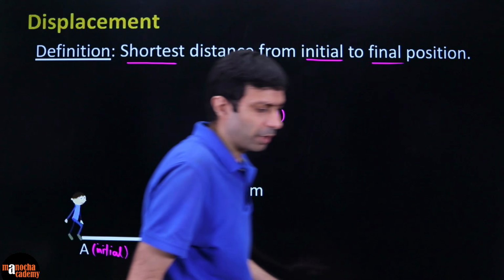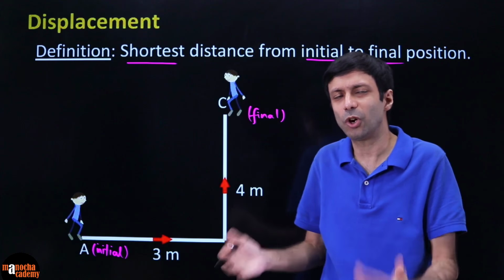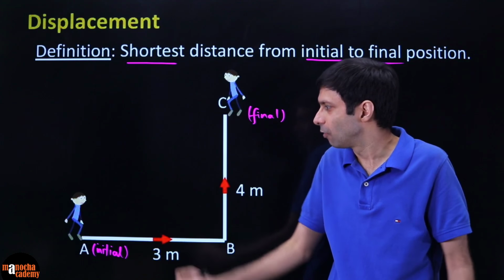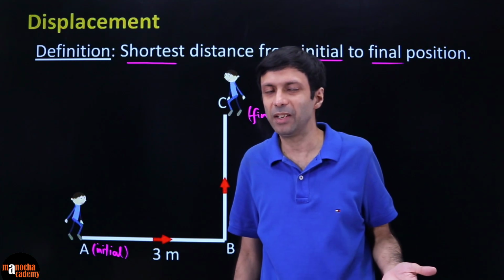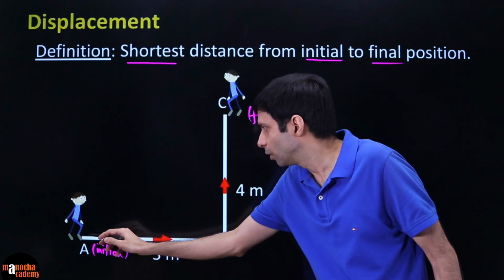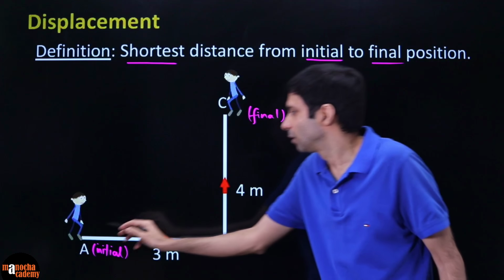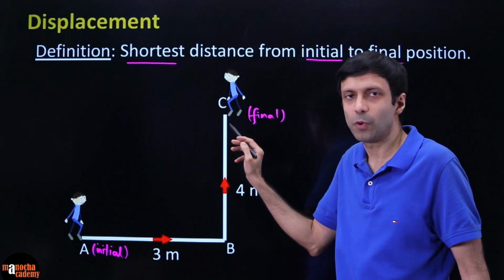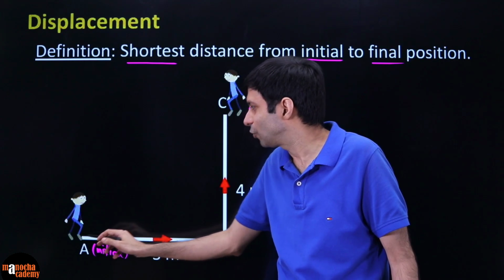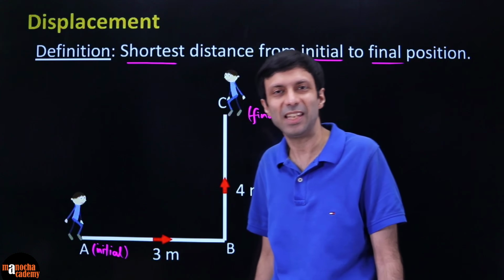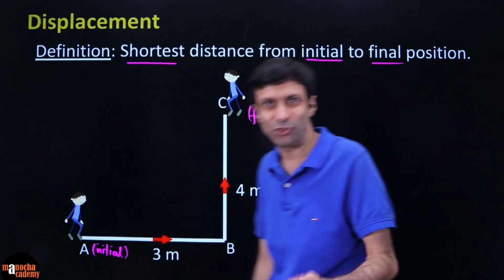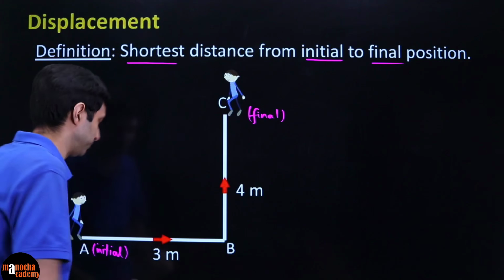But imagine the boy didn't go this way. Imagine you told the boy, why are you going this way? Why don't you take the shortest path and reach there quickly? So what would be the shortest path from A to C? Can you guys tell me? Is this really the shortest path? Or would it be something like this? Or maybe something like this? What would be the shortest path? It's very simple. You just have to draw a straight line from A to C. That's it. The shortest path is the straight line from A to C.